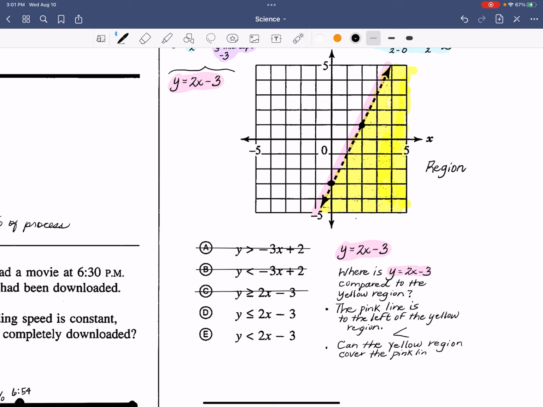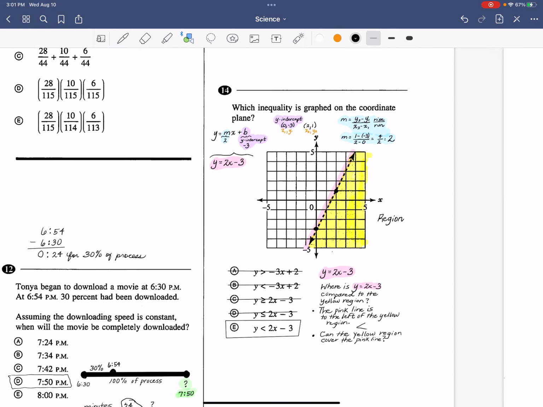And I would even go as far as to say, imagine that the yellow is some water. I should have drawn it in blue. And that water is being held back behind this pink dam. The dam is holding the water back. So no, the yellow can't cover the pink line. It can go up to it, but it can't cross it. It can't go beyond it. And so that eliminates the equal sign. So the answer you want is E.